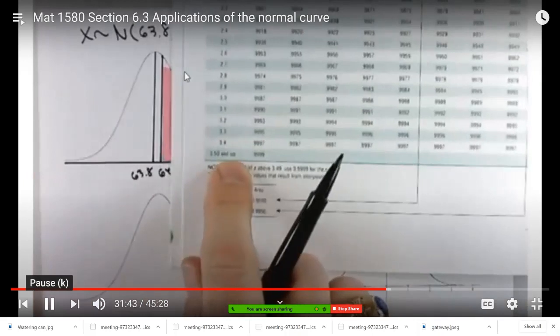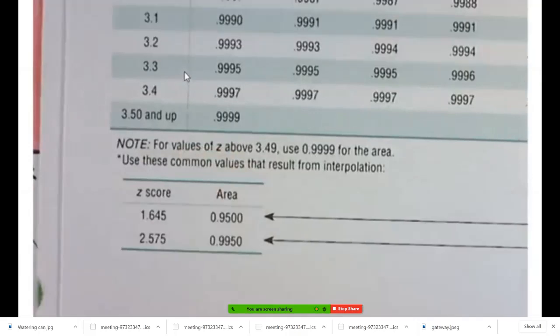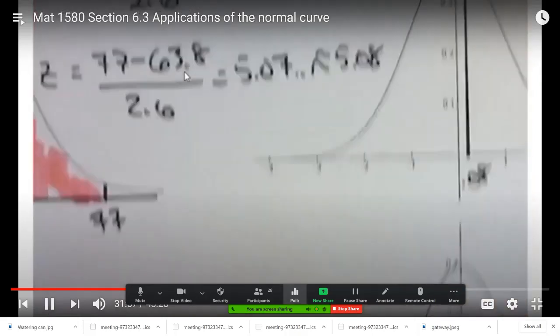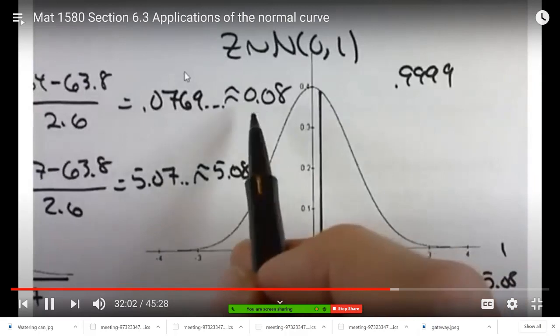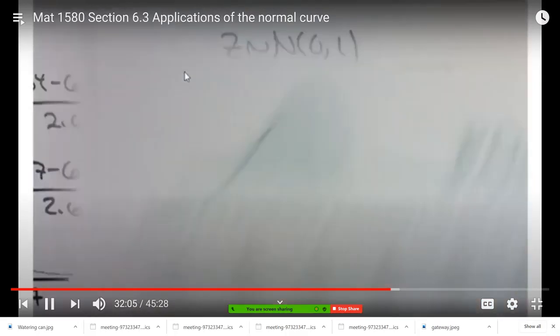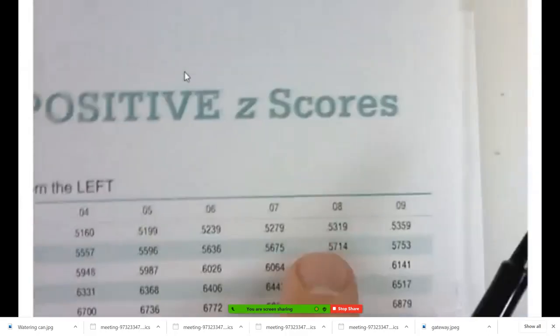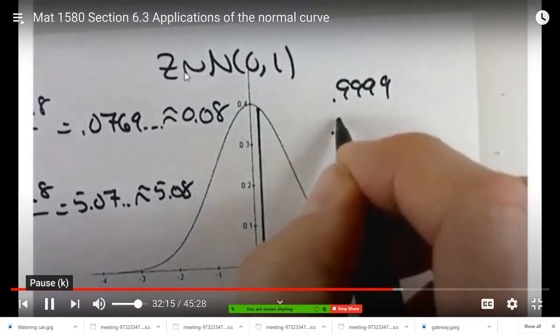So anything 3.5 and up, we're going to use the generic 0.9999. So it's not quite 1, but we'll just use 0.9999 out of convenience. And then we want to find the area to the left of 0.08. So 0.0 is right here. 0.08, we'll scroll across and get 0.5319.